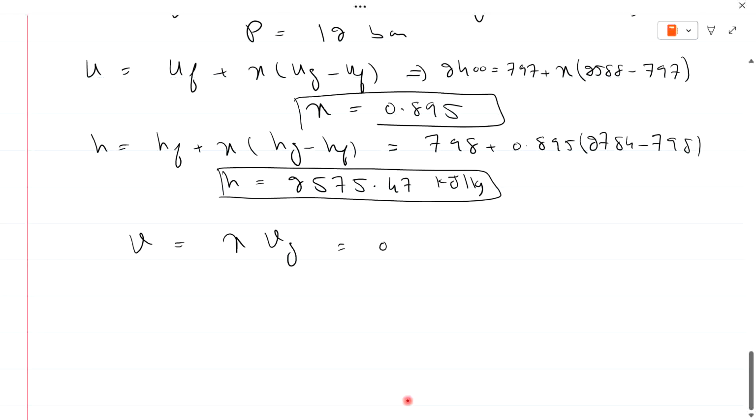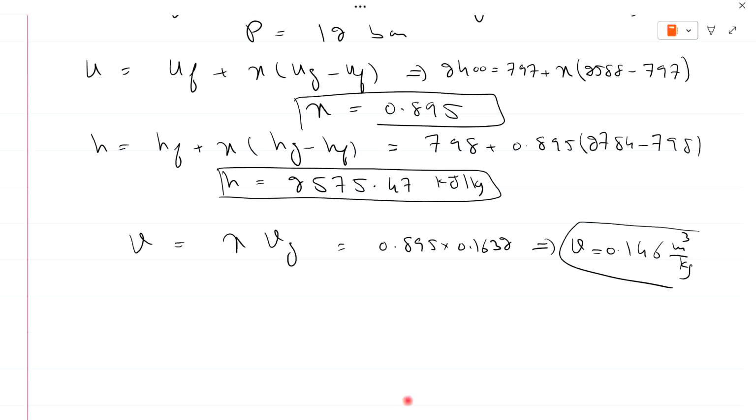Now to find v, v is equal to x Vg. x is equal to 0.895. Vg is equal to 0.1632. So the value of v is 0.146 meter cube per kg. So put the values in the table.